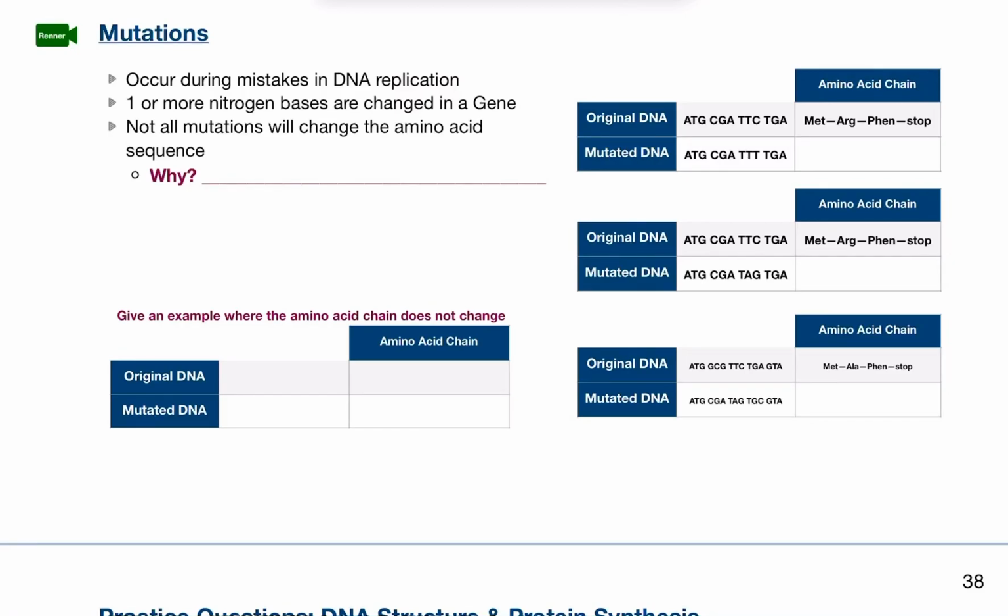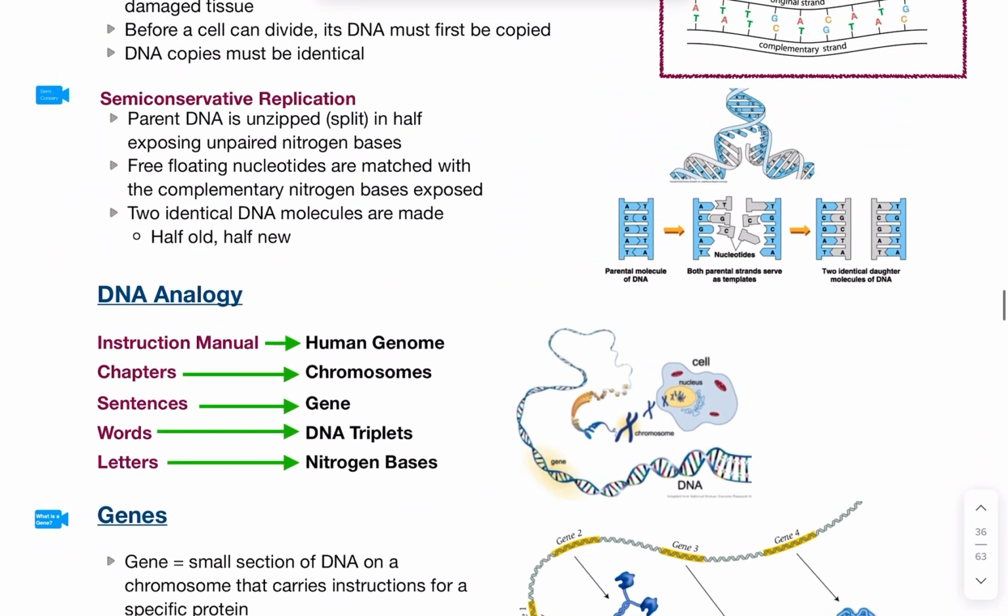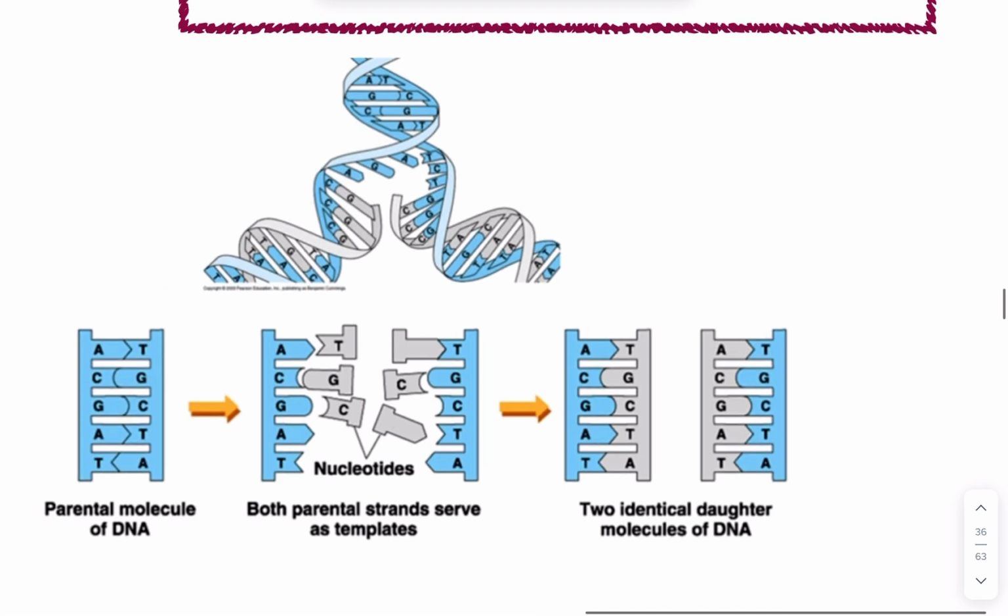Let's take a look at these mutations now. Okay, so mutation is essentially a mistake during DNA replication. So what does that mean? Well, if you go up here, DNA replication, we know, uses this semi-conservative model.